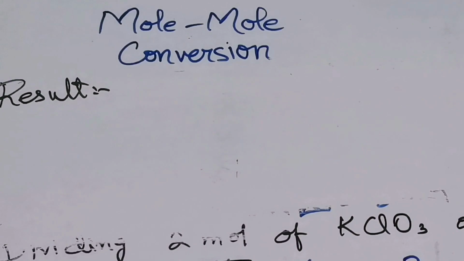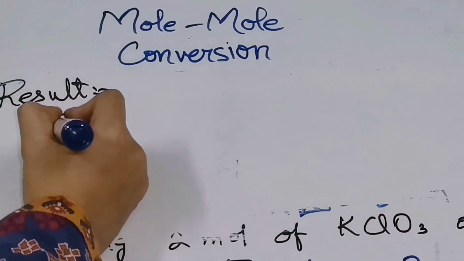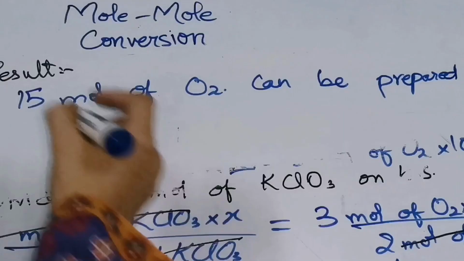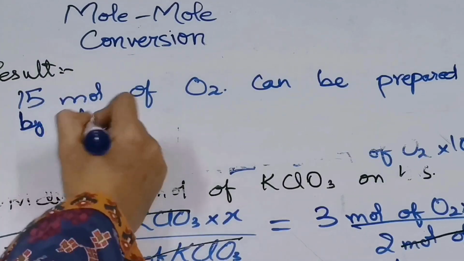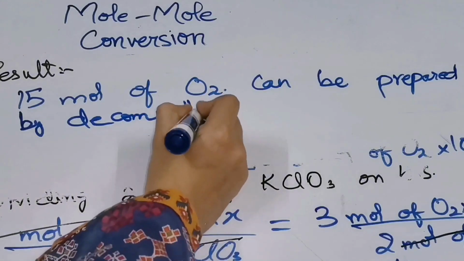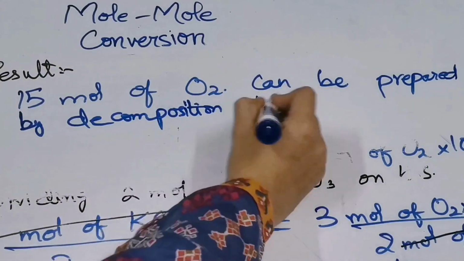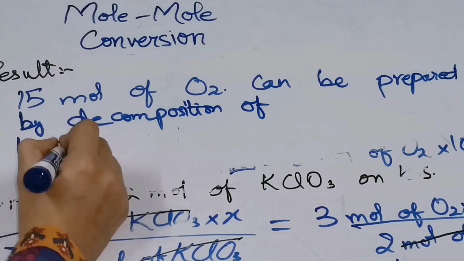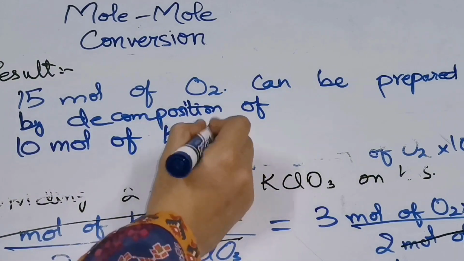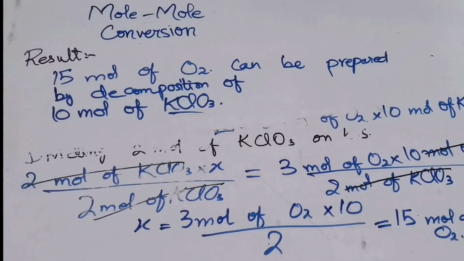So in the result you can write that 15 mole of O2 is obtained by decomposition of 10 mole of KClO3. Now let us discuss another example from your exercise so that your concept will be clearer.